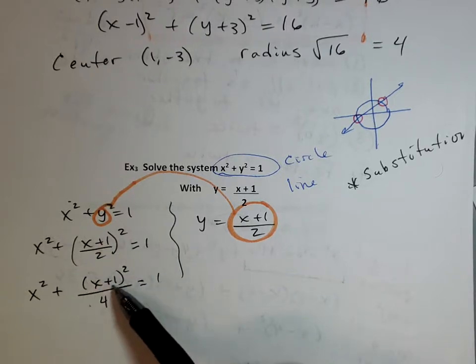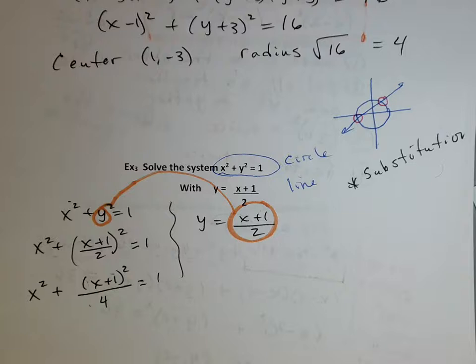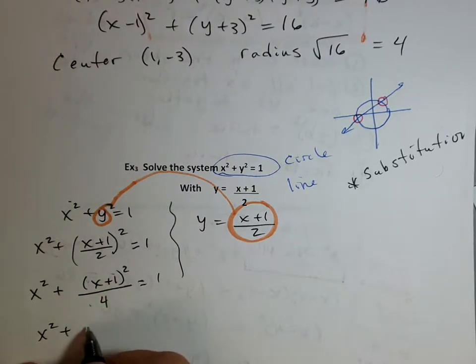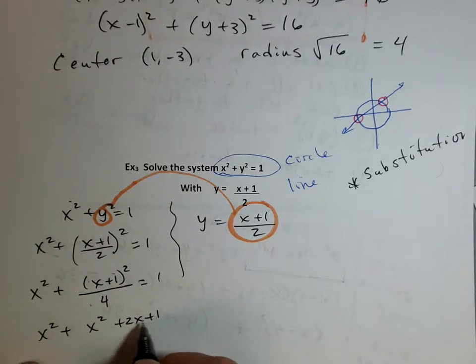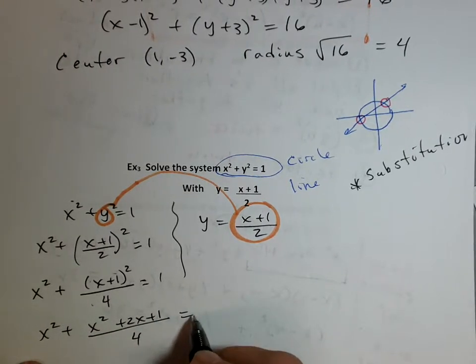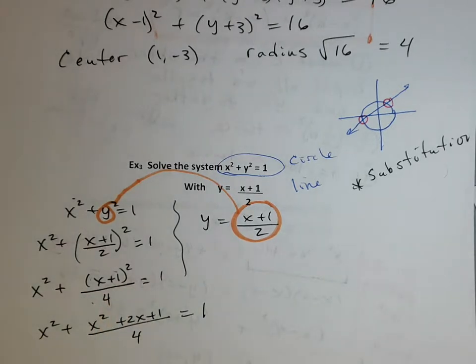I'm going to FOIL x plus 1, x plus 1. I can FOIL it in my head. This becomes x squared plus 2x plus 1. We can FOIL in our head: x plus 1, x plus 1, x squared plus 2x plus 1.